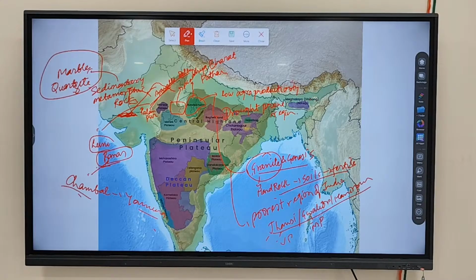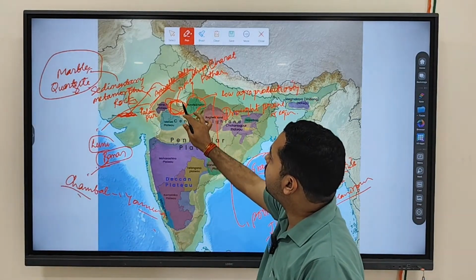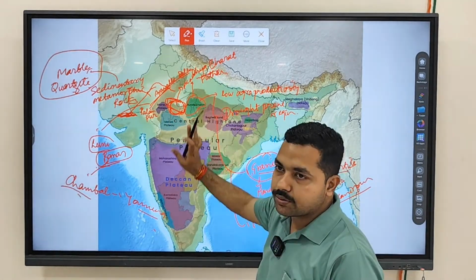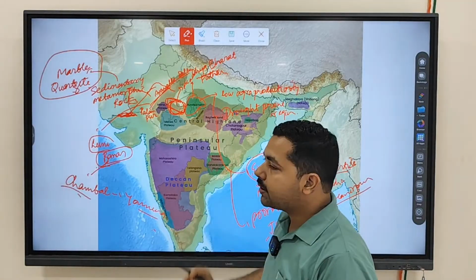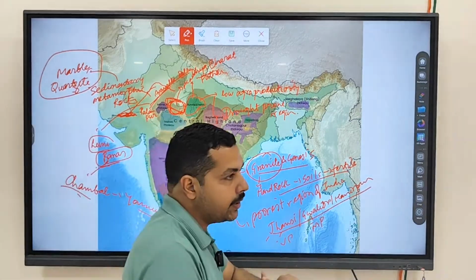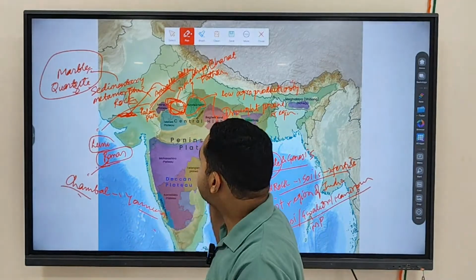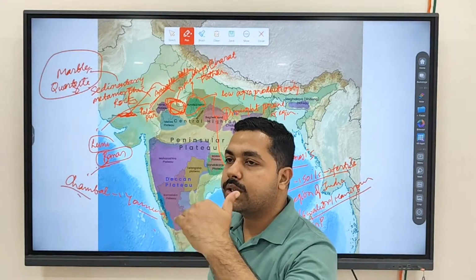Now next, this is all about the North Central Highlands. We discussed Madhya Bharat Pathar. This region, the Madhya Bharat Pathar, lies between Aravallis and Bundelkhand. Clear? It is some sort of plateau region, a Pathar region. It is referred to as the Madhya Bharat Pathar. So three things you are finding. One is Aravalli, the second is Bundelkhand, and the third is Madhya Bharat Pathar. These are constituting your North Central Highland.